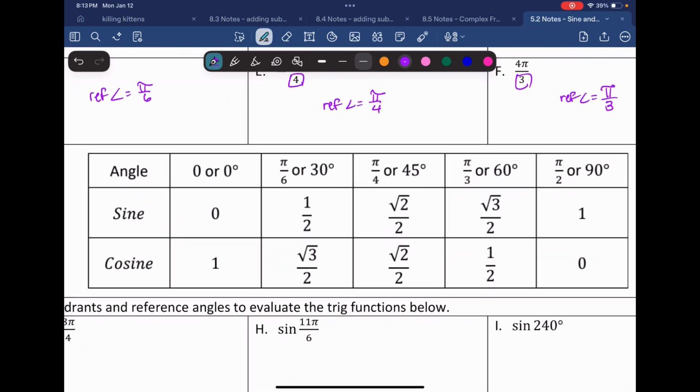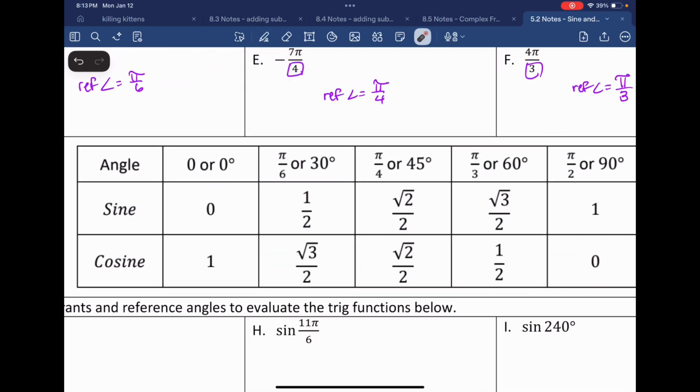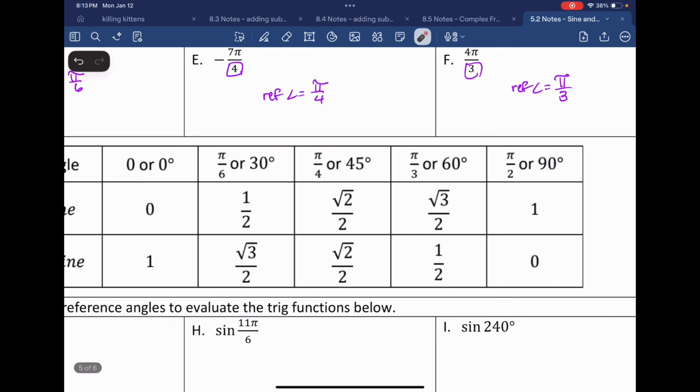So this is a kind of a reminder. Pi over 6: cosine is root 3 over 2, sine is 1/2. 45 is both root 2 over 2. 60, your x is 1/2, your cosine is 1/2, y is root 3 over 2. And then your 90, your pi over 2, is 1, 0.